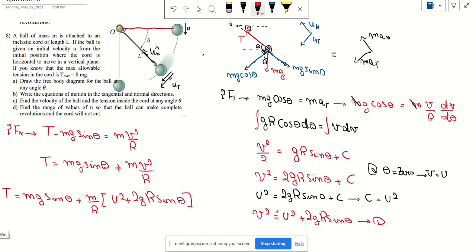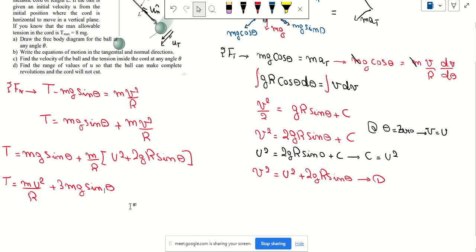And next step is just to simplify, so it's not a mandatory one. Just to make this one simpler, it will be T is equal to m u squared over r plus 3 m g sine theta. And again, this step is not essential. Yeah, and this is equation number 2, and we have just finished the first 2 requirements.